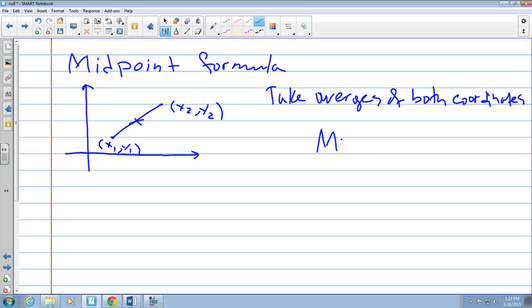And the way we do the average of 2 numbers, you add them and you halve them. How's that? That's pretty straightforward.